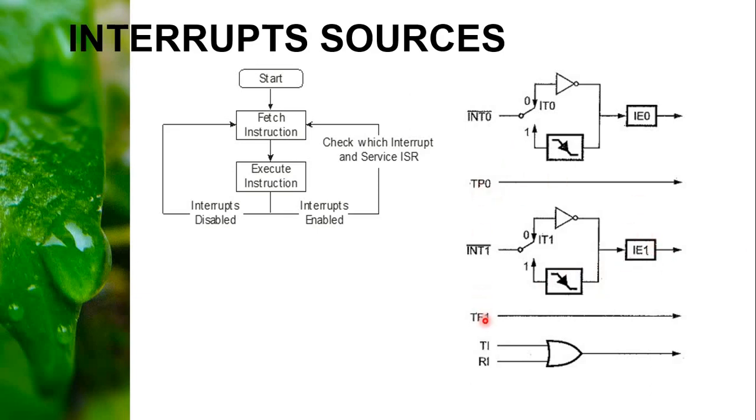TF0 and TF1 are the timer overflow flags. If I am operating in timer 0 mode, then this overflow flag will be set. If I am operating in timer 1, this overflow flag will be set. TI and RI are the transmit interrupt and receive interrupt. That is the serial port interrupt. If I get an interrupt on the transmission side, then this will be 1 and the receive interrupt will be 0. If I get an interrupt on the receive side, then this will be 1 and this will be 0. This is an OR gate. These are the sources of interrupts, right?